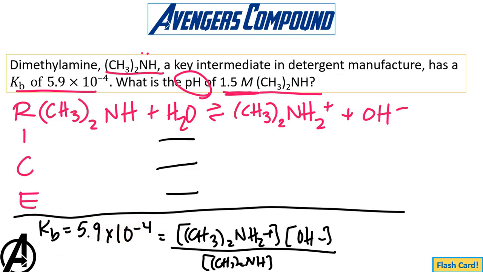What else could I have done? I could have taken my initial amount of 1.5 and divided by my Kb. And as long as it's over 400, we know we can make an assumption. And guess what, folks? It is.